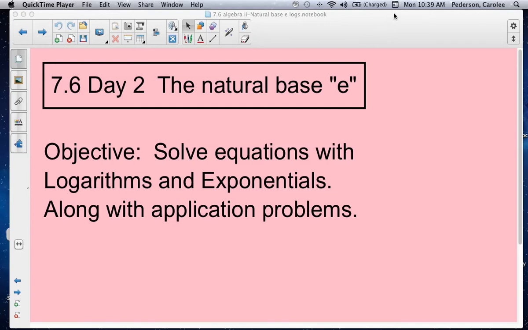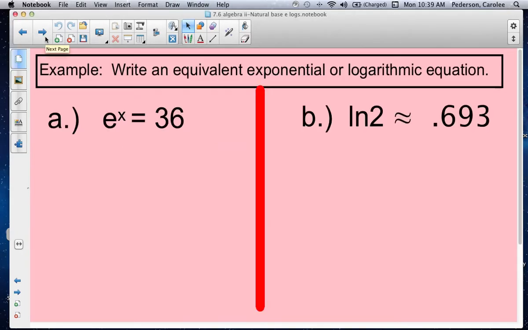This is 7.6 day 2, the natural base e. Today we're going to solve equations using logarithms and exponentials along with some word problems. Here are some equations that we're going to solve for, rewriting in the two different forms.